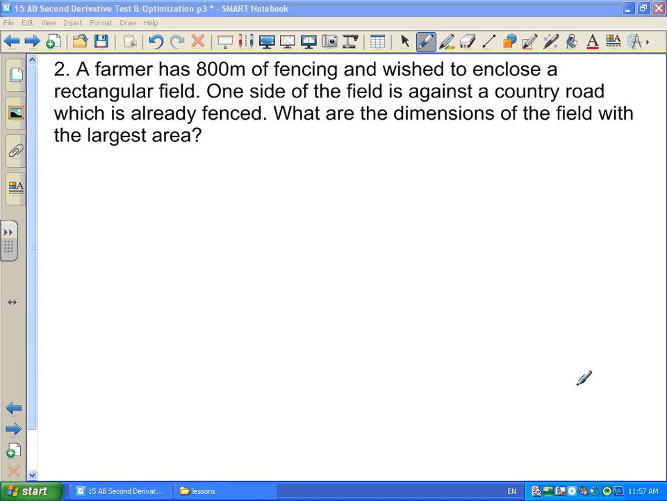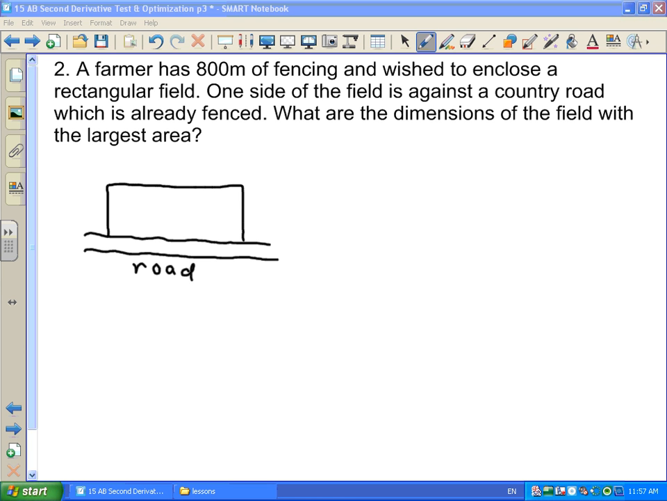So let's draw a little picture of what's going on here. We've got our country road coming along here like this. I'll even label it road. And we want to put a rectangular area with one side of the rectangle against the road. So we've got three sides that are going to need fencing, and we'll just label these sides as the width and the length. And inside here, we're going to have our area.